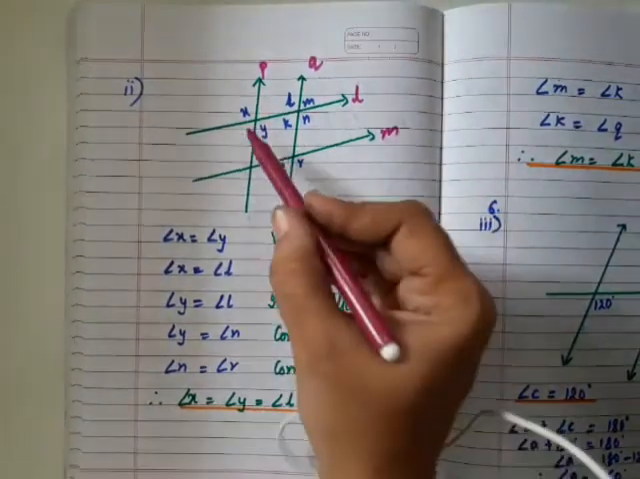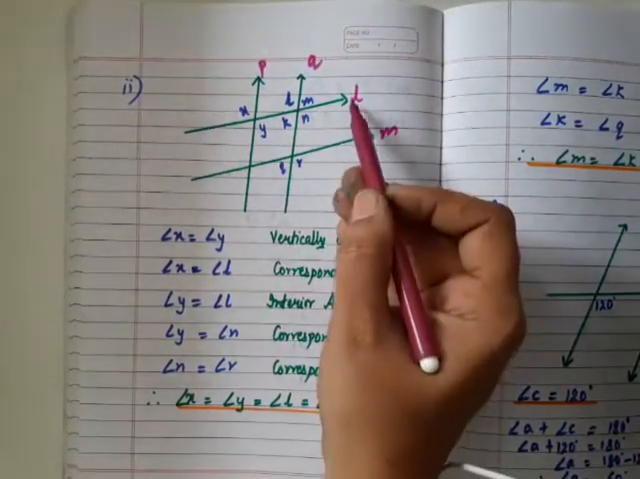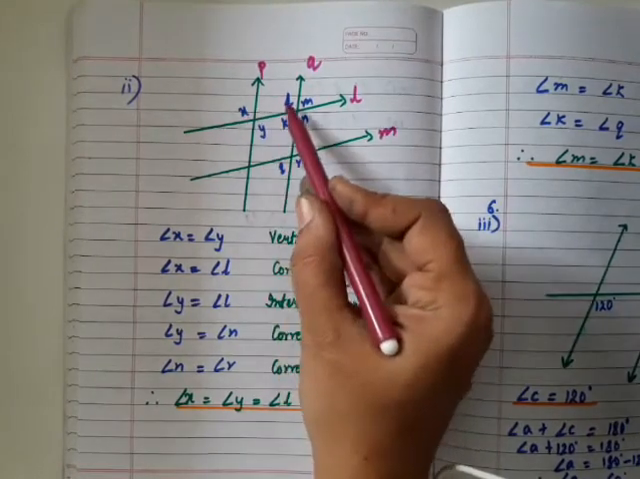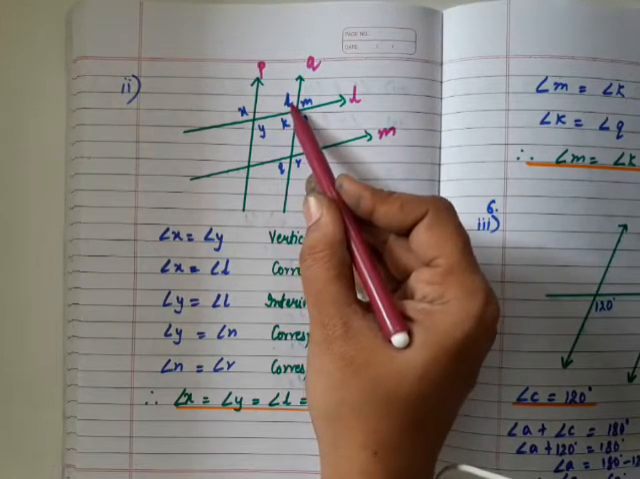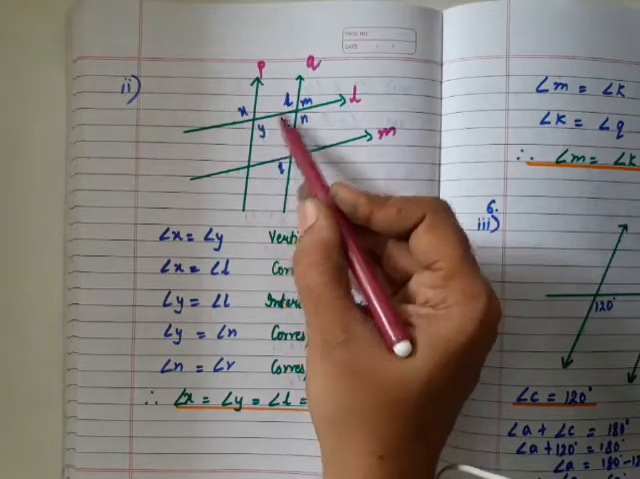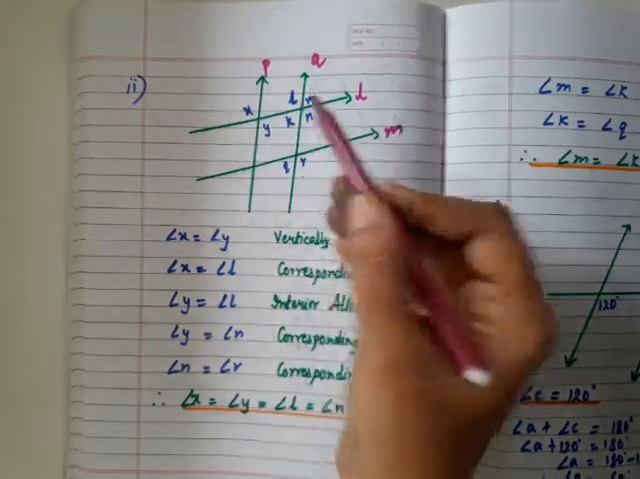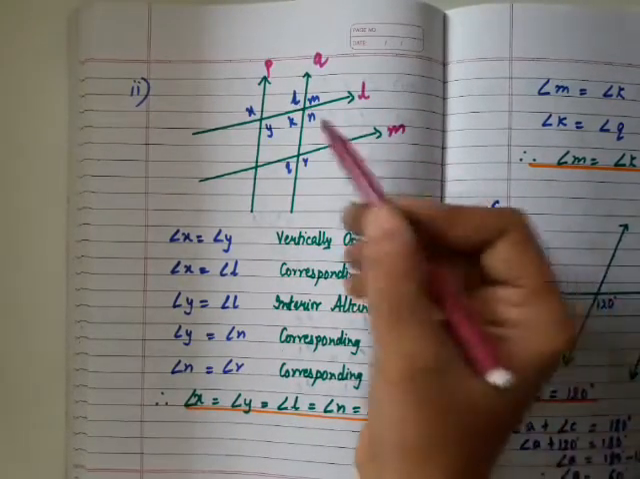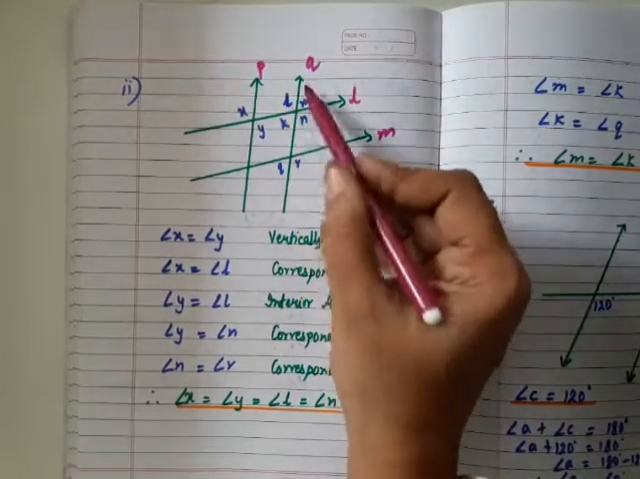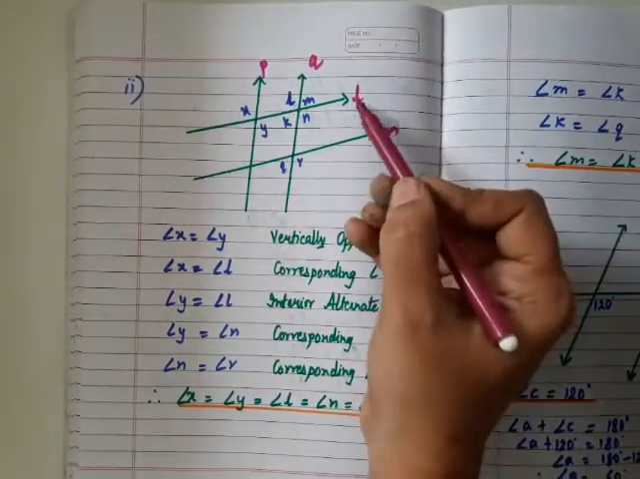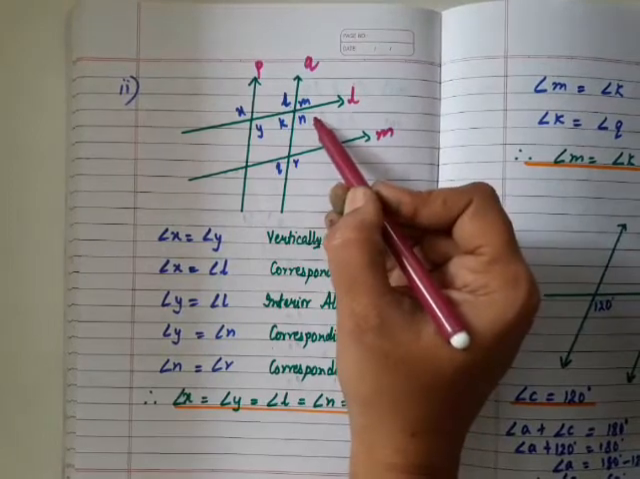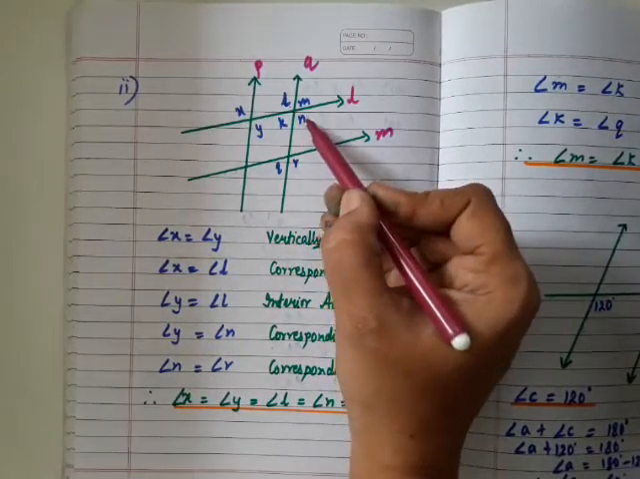Okay, so as P is parallel to Q and L is acting as a transversal, angle X is equal to angle L, that is, corresponding angles are equal. In the same way, Y is equal to L, because interior alternate angles are equal. Now I am taking Y and N. In the same way, P is parallel to Q and L is acting as a transversal, so Y is equal to N. Okay, Y and N, they are corresponding angles.